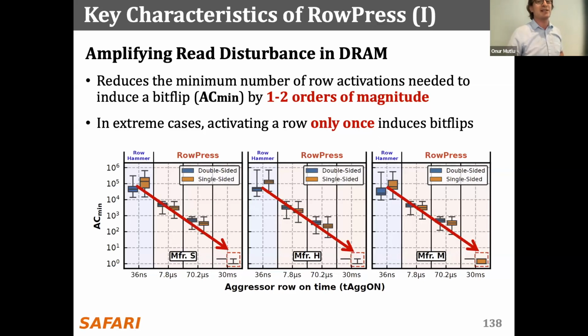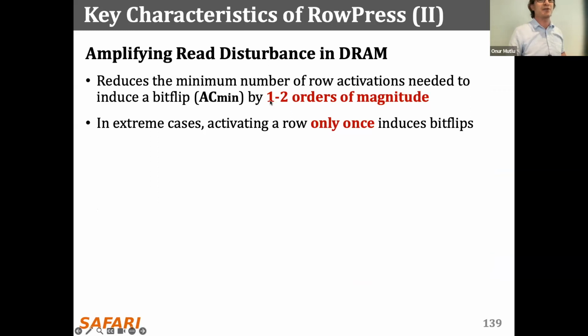You can see that there's a clear reduction in the number of activations that you need to do to induce the first bit flip. And at 30 milliseconds, essentially all of the chips from all manufacturers get bit flips. So this is the number, basically. You reduce your activation count by 1 to 2 orders of magnitude.